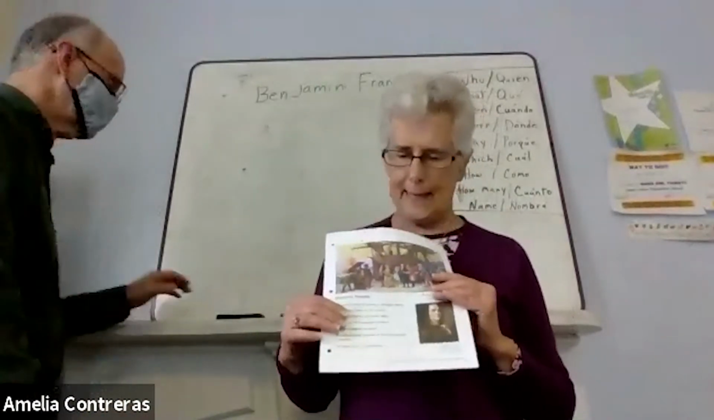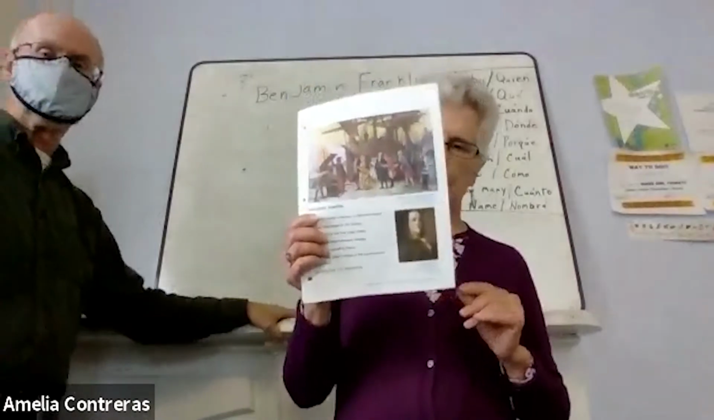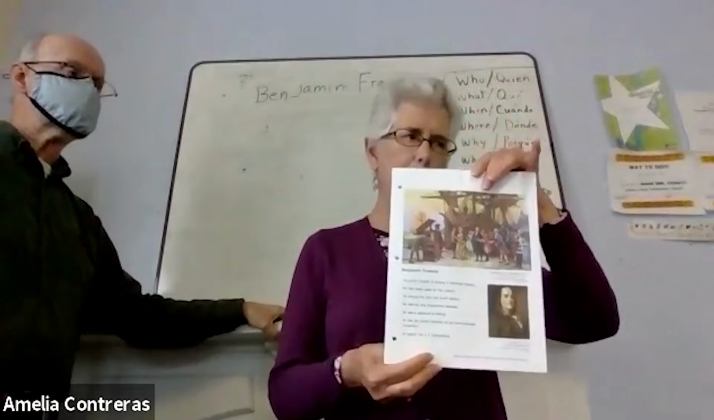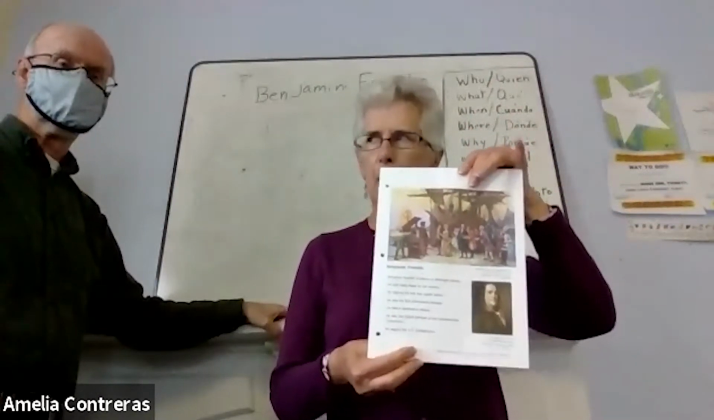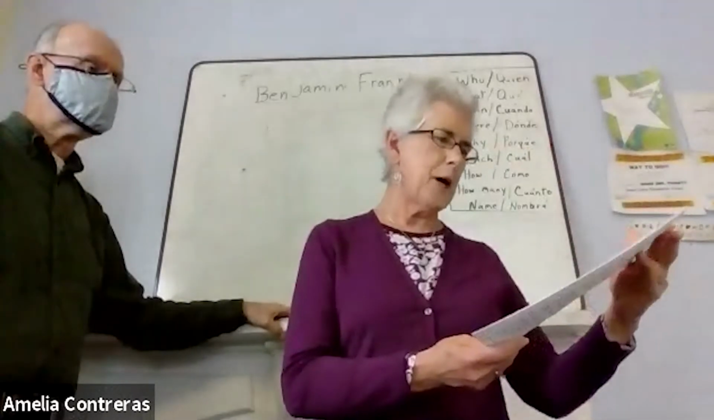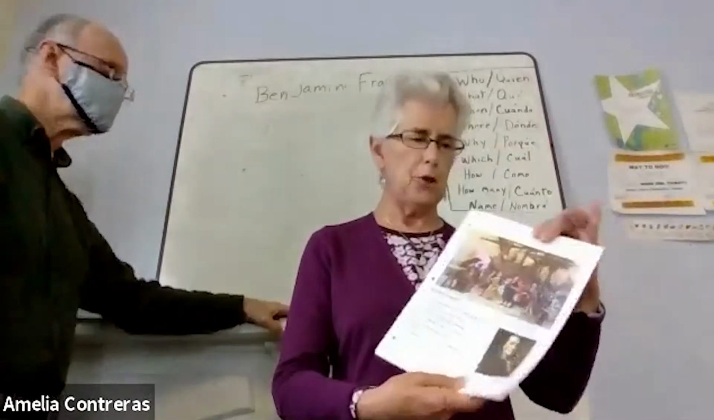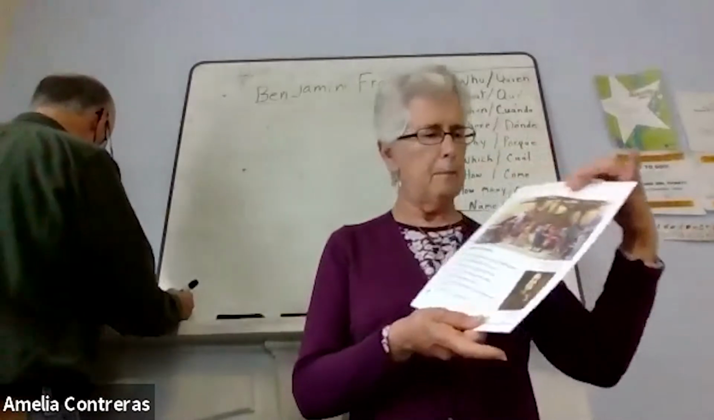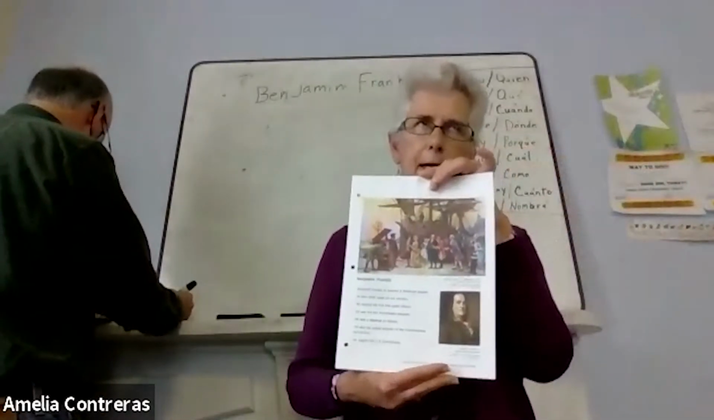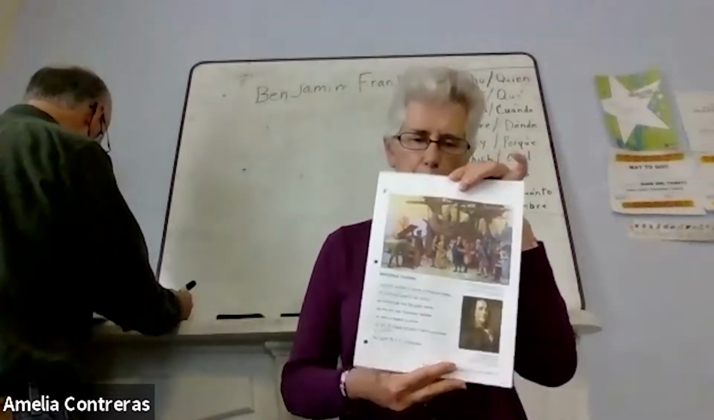But in any case, this is what the paper should look like. And it really helps you to follow along if you have the paper, so if you can, print it out. Now, at the top of the paper, there is a picture of Benjamin Franklin. Benjamin Franklin was the oldest participant in the Constitutional Convention, which we'll get to later.